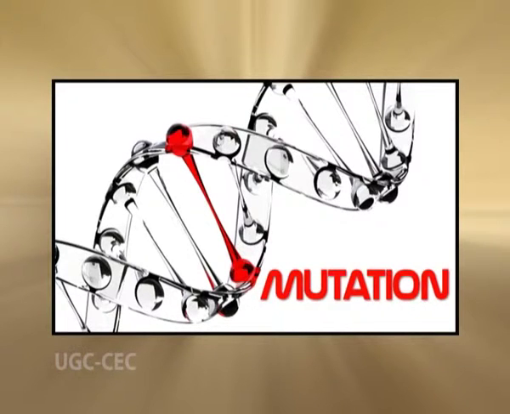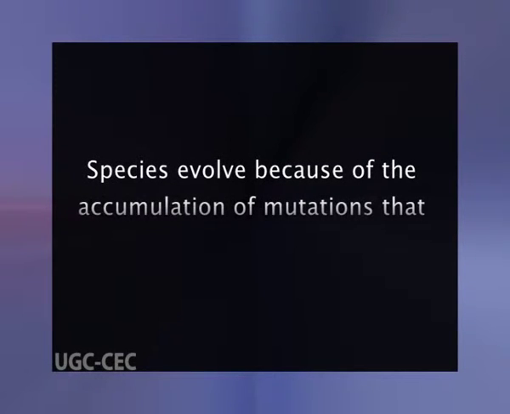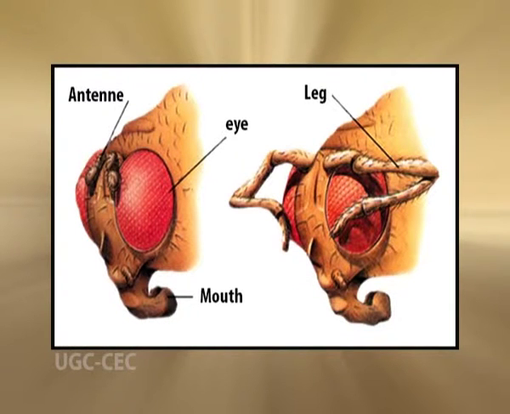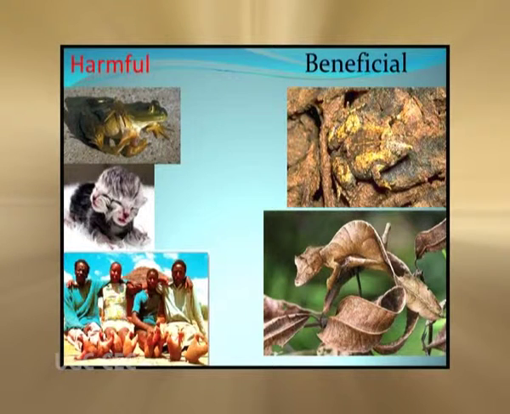Mutations are changes to an organism's DNA and are an important driver of diversity in populations. Species evolve because of the accumulation of mutations that occur over time. The appearance of new mutations is the most common way to introduce novel genotypic and phenotypic variants. Some mutations are unfavorable or harmful and are quickly eliminated from the population by natural selection. Others are beneficial and will spread through the population.